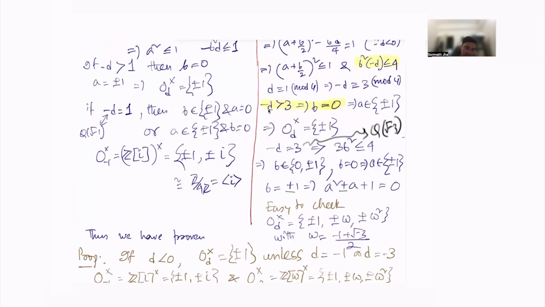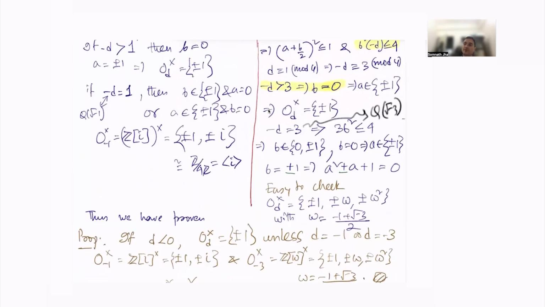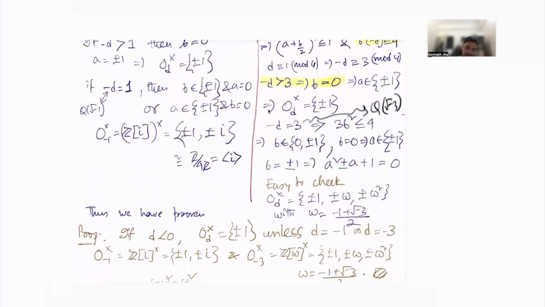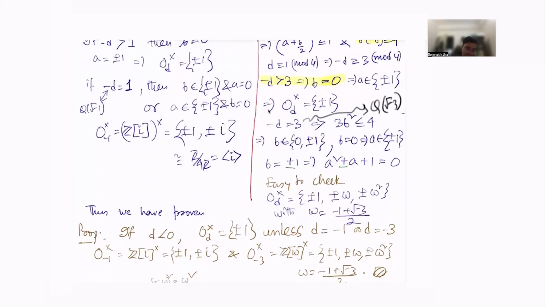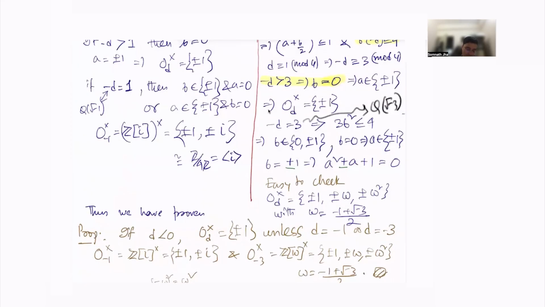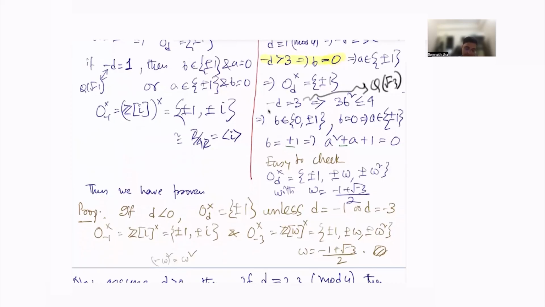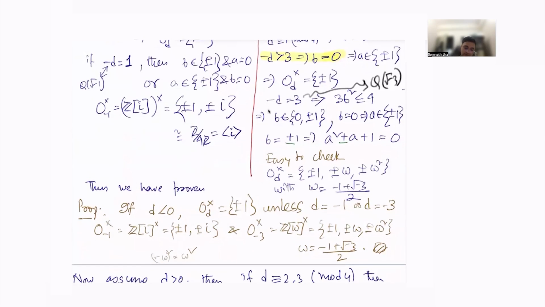You can check. So what we have proven for an imaginary quadratic field, the classification is very simple. If d is less than 0, then OD star is plus minus 1, unless d is minus 1 or d is minus 3. In case of minus 1, O minus 1 star is Z iota star, which is plus minus 1, plus minus i, and is a cyclic group generated by i, Z mod 4Z. And O minus 3 star is Z omega star, where omega is minus 1 plus root minus 3 by 2, omega cube is 1, so omega satisfies this equation x squared plus x plus 1, and in that case, the roots of unity are plus minus 1, plus minus omega, and plus minus omega squared.